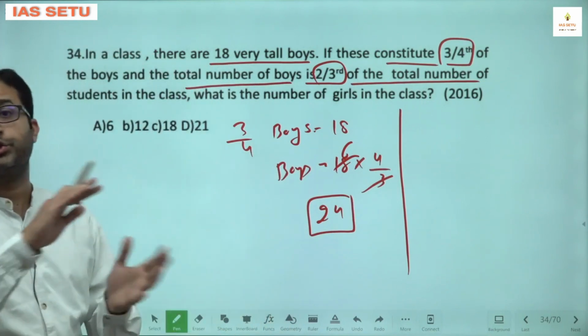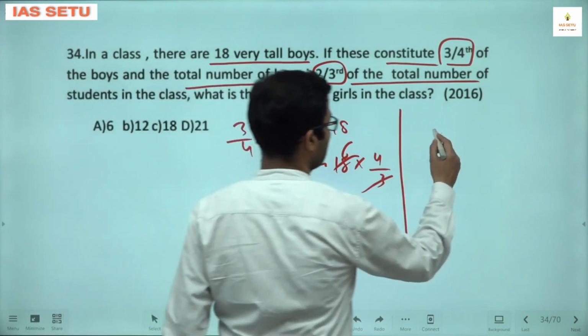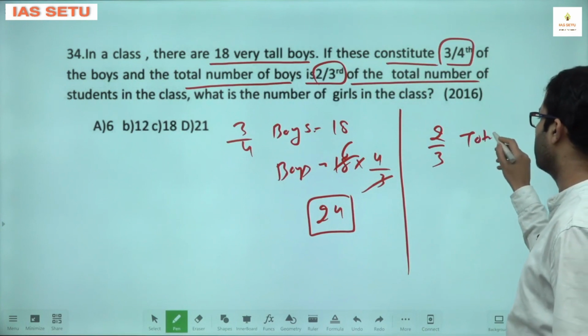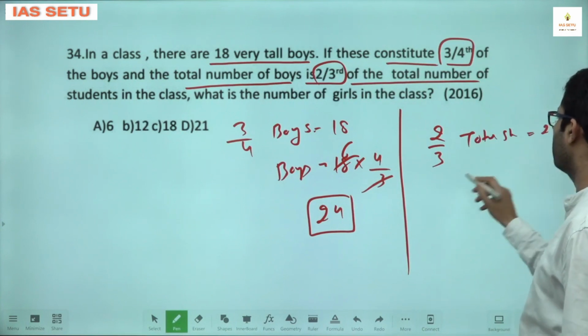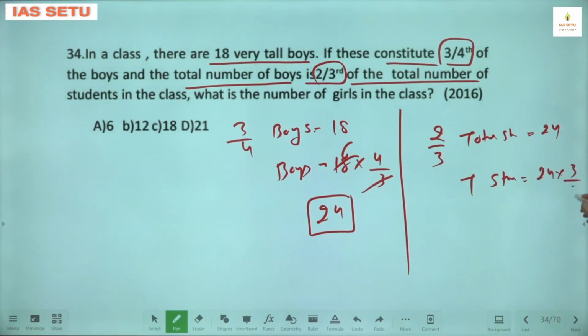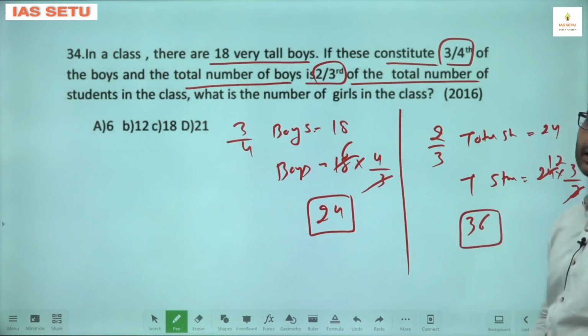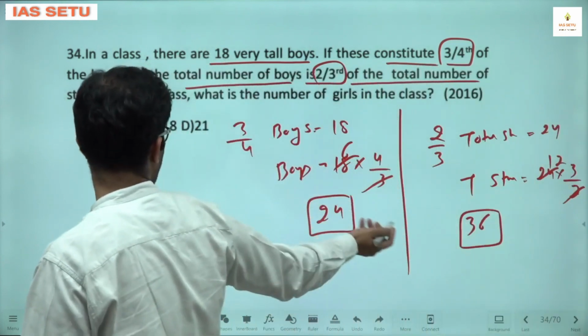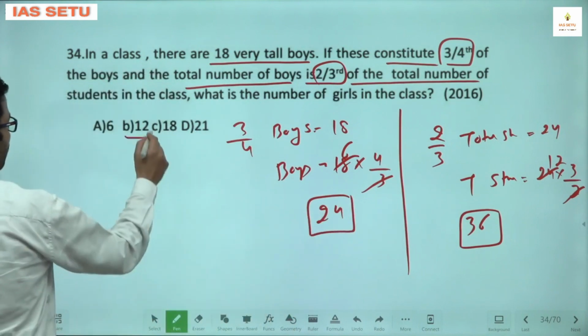If boys constitute 2/3 of the total students, 2/3 of the total students is equal to 24. So total students is equal to 24 into 3/2, 12 into 3, 36. So in that class, number of boys is 24 and number of students is 36. How many girls? 36 minus 24, 12.